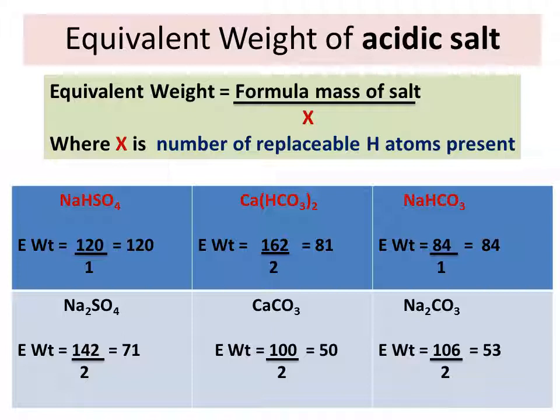Now the same is the case with sodium bicarbonate and sodium carbonate. In the case of sodium bicarbonate there is one hydrogen that is replaceable. So let us apply: 84 is the formula mass, one hydrogen that is replaceable, so 84 upon 1, the equivalent weight is 84. In the case of sodium carbonate it is 106 upon 2, because the total number of positive charges or negative charges is 2, the formula weight is 106, so 106 upon 2 is 53.